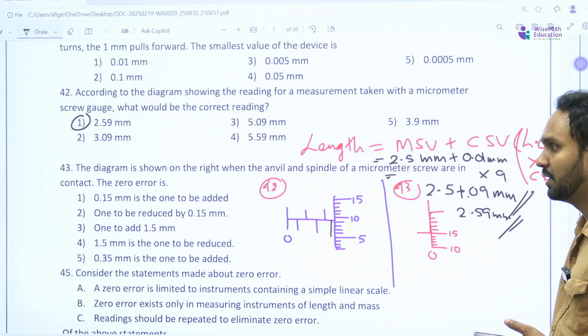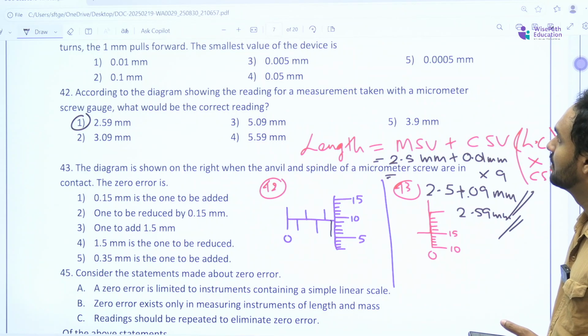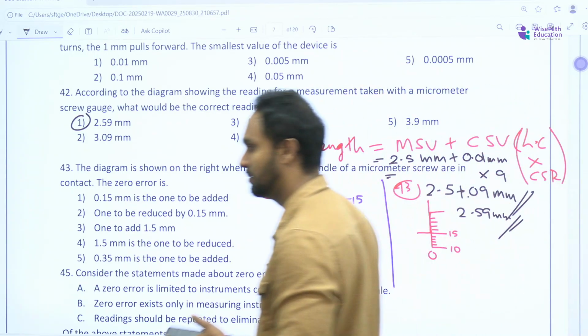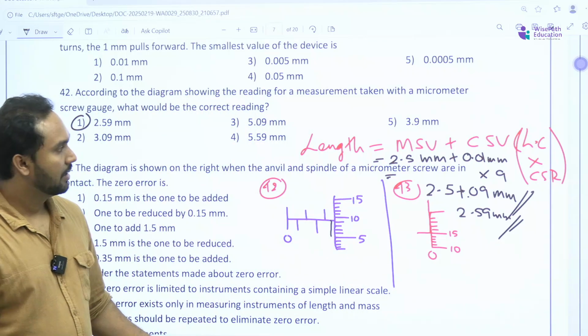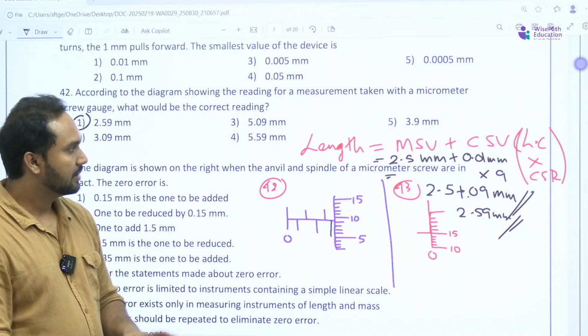To be reduced by 0.15 millimeters. Why though? Why do you have to reduce anything? There are no zero errors, right? No zero errors were given. So I made a small mistake drawing the diagram because I didn't see that line in it. So this is supposed to be the answer, 2.59 millimeters.